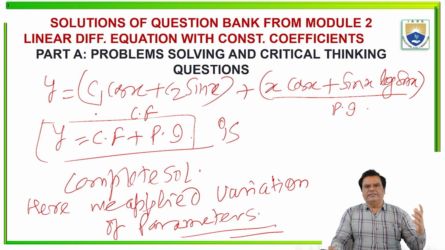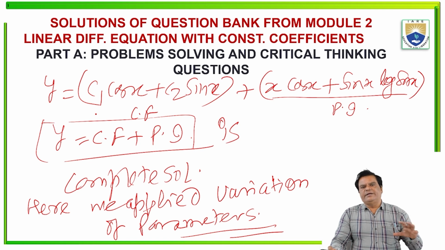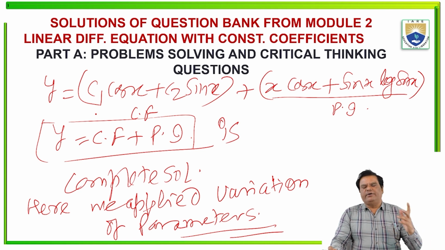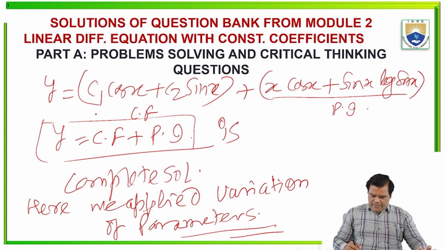After verifying, we get the value of u equal to integration of minus x y2 upon y1 y2 dash minus y2 y1 dash dx. Similarly, we can find the value of v equal to integration of x y1 upon y1 y2 dash minus y1 dash y2. With the help of these two formulae, we can find the values of u and v. Then y1 and y2 we have already found. Then the total solution of the differential equation is u y1 plus v y2. This is the complete solution with the help of variation of parameters.